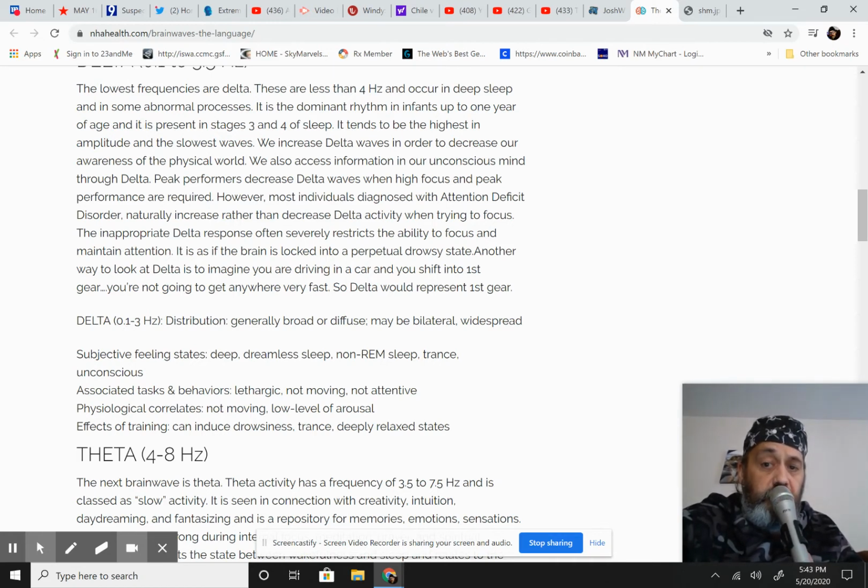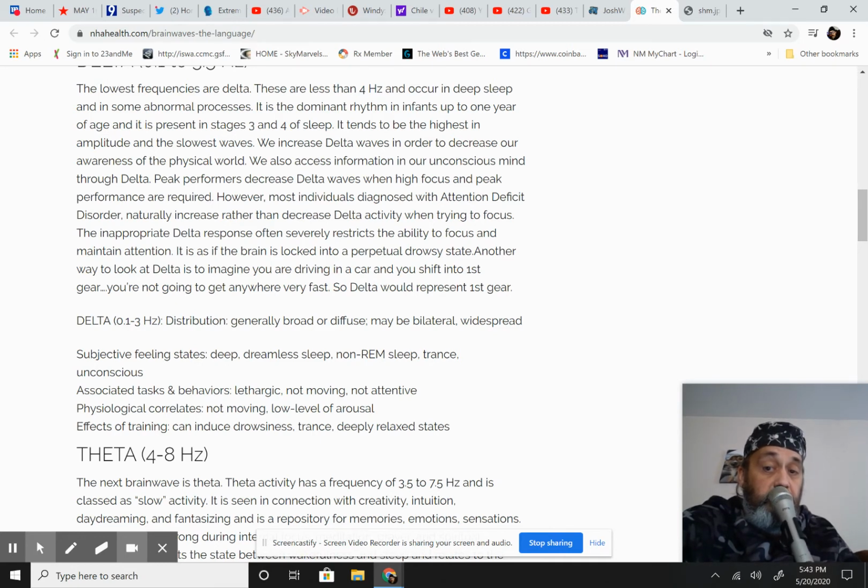Your brain goes into a dreamy state. It says here, we increase delta waves in order to decrease our awareness of the physical world. We also access information in our unconscious mind through delta. That's creepy, with all those new sat links that are up, that everybody keeps seeing go over their own houses lately. Not everybody, but a lot of people. There have been a lot of photos of it, and it even went over Illinois a couple of weeks ago.